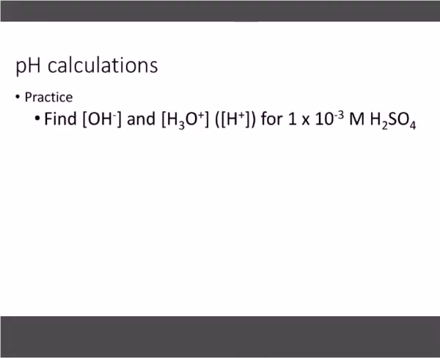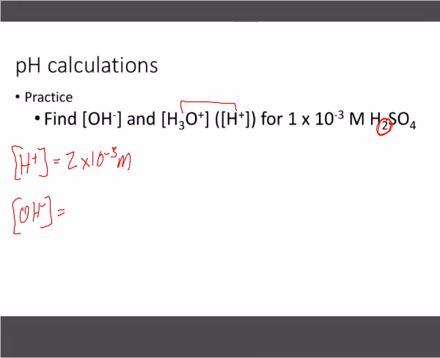I want you guys to do the next one that you have right there in your notes. So first off, which ion, guys, do we have information for? Yeah, the H plus. How do we know it's H plus? Because it's an acid. It's sulfuric acid. What do we have to do with that number, though? Yeah, because this is a diprotic acid. That means there are 2 ionizable protons. We have to multiply that by 2. So our hydrogen ion concentration is 2 times 10 to the minus 3 molar.